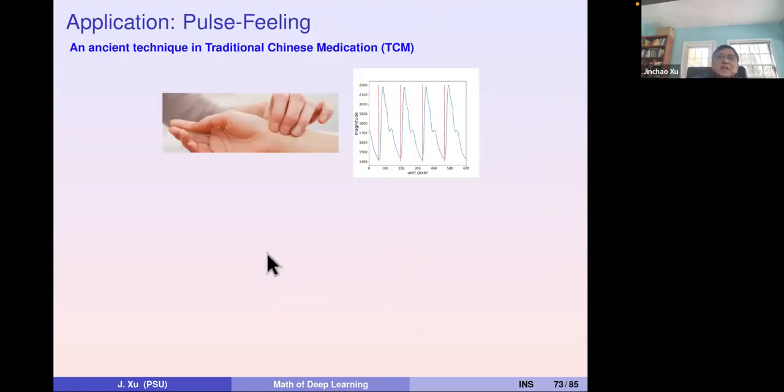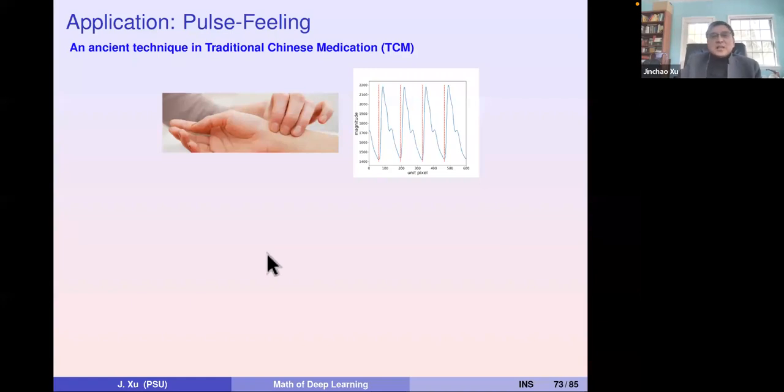This is something I did with my students. I don't know if those of you in the audience have watched movies about Chinese medicine, where a Chinese doctor puts a hand on a woman's wrist to read the pulse. Somehow the Chinese doctor claims that by feeling the pulse, you can tell if the person is pregnant or not.